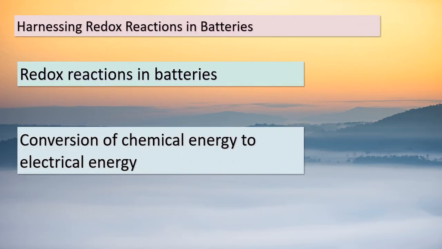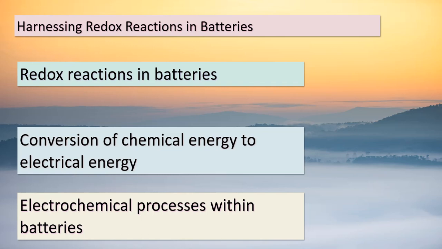Greetings, inquisitive minds. Today, we're venturing into the captivating world of batteries and the incredible redox reactions they rely on. Prepare to be amazed as we uncover the hidden magic behind these power sources. Within batteries, a remarkable process takes place: redox reactions. These reactions involve the exchange of electrons between different substances. As a result of these electron transfers, chemical energy is converted directly into electrical energy. Isn't it astonishing how chemistry plays a pivotal role in providing us with power?